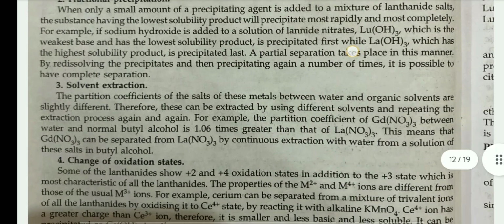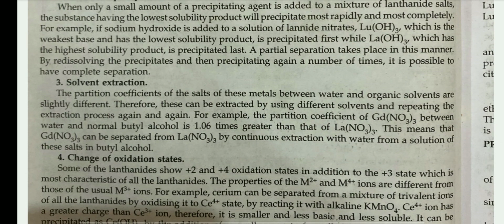Solvent extraction. The partition coefficients of the salts of these metals between water and organic solvents are slightly different. Therefore, these can be extracted by using different solvents and repeating the extraction process again and again. For example, the partition coefficient of Gd(NO3)3 between water and normal butyl alcohol is 1.06 times greater than that of La(NO3)3. This means that Gd(NO3)3 can be separated from La(NO3)3 by continuous extraction with water from a solution of this salt in butyl alcohol.